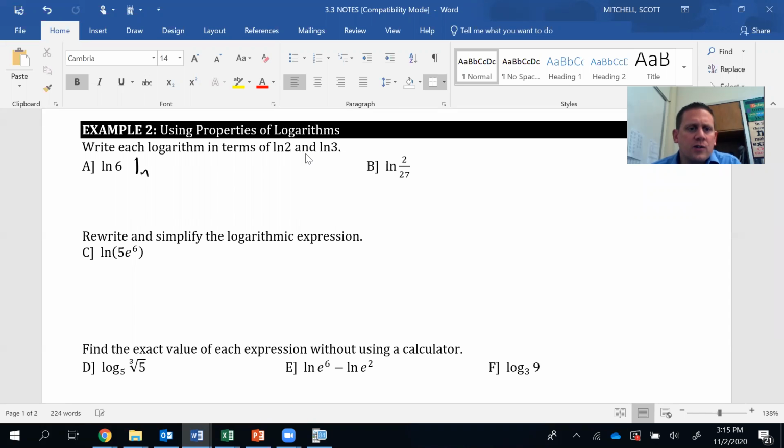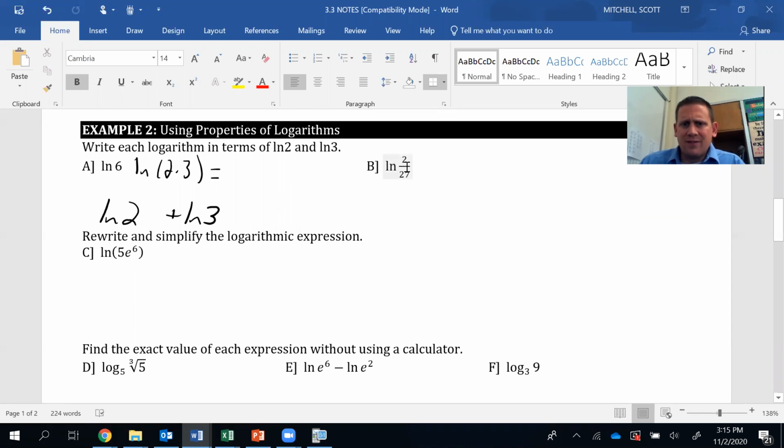So it's really the natural log of 2 times 3. Then we have a property up there that says if you have one log, you can split it into 2 logs through addition. So it's the natural log of 2 plus the natural log of 3. And that's it.